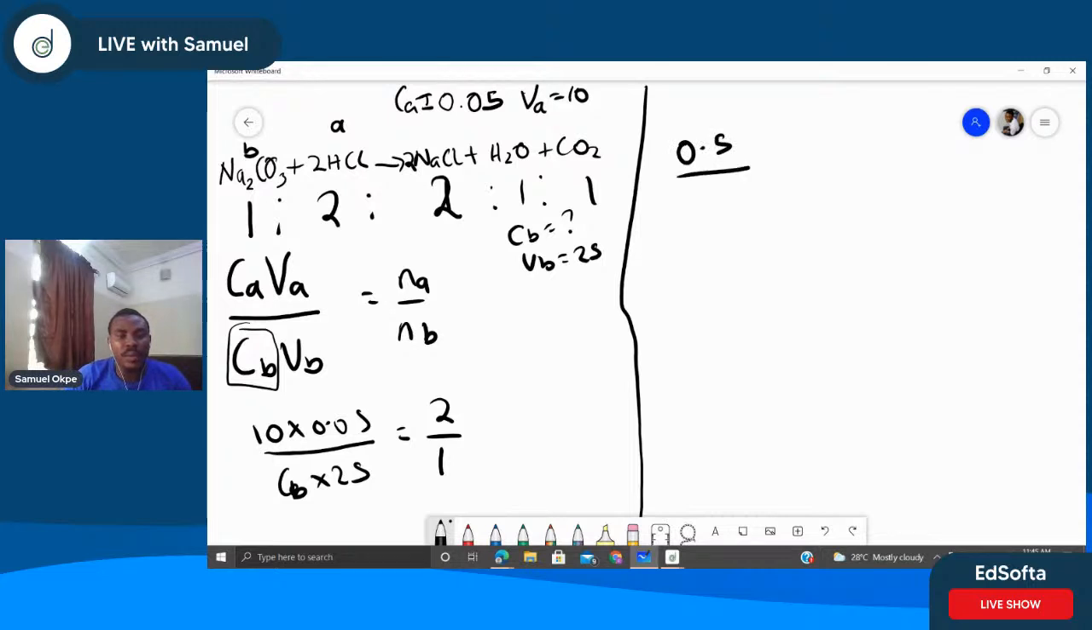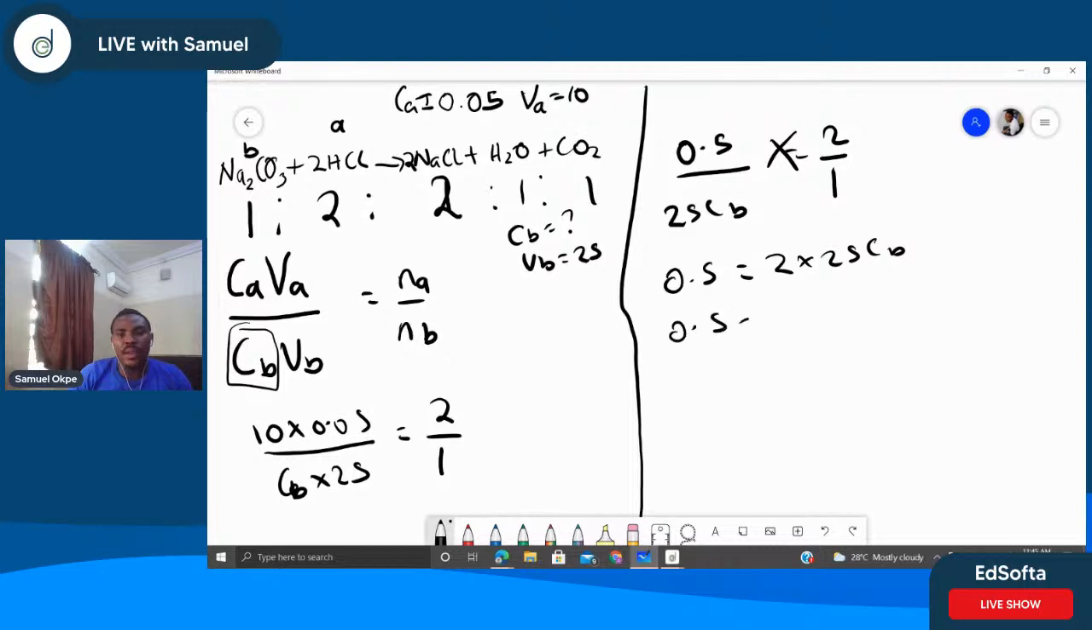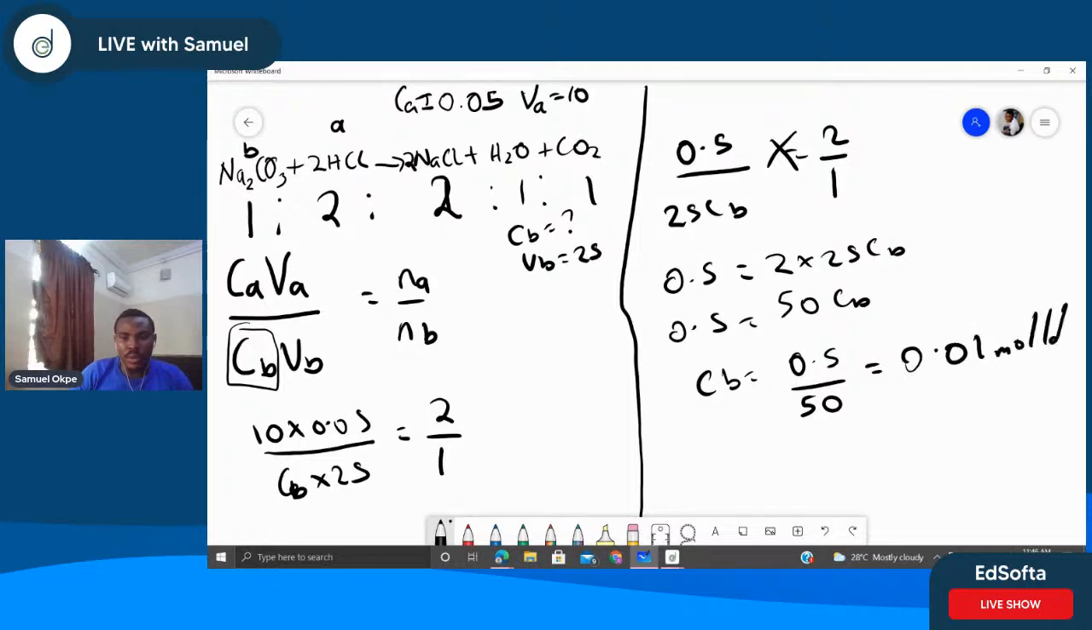I've multiplied 10 by 0.05, so we have 0.5 over 25 CB equals 2 over 1. We can cross multiply: 0.5 equals 2 times 25 CB, that is 50 CB. So CB will be 0.5 over 50. What will 0.5 over 50 be? We have 0.01 mole per dm cube. But we are not done. This is our CB.